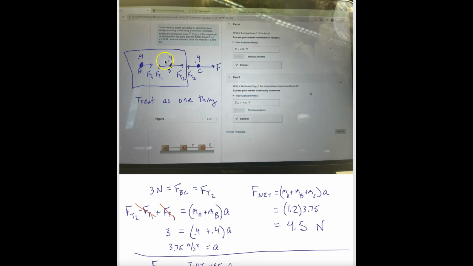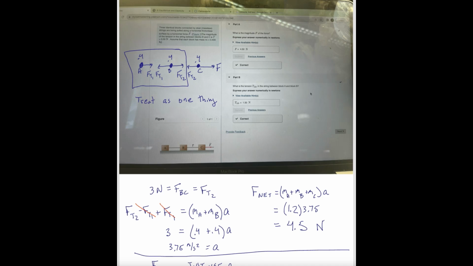So what we're going to do is we know that this tension in this string is pulling both B and A. So we're going to treat B and A as just one thing, one item all on its own. That means that this tension here, tension 2, is pulling the whole thing. And so what I did was first I said that 3 newtons is the force between B and C, and that is the same as tension number 2 right here.